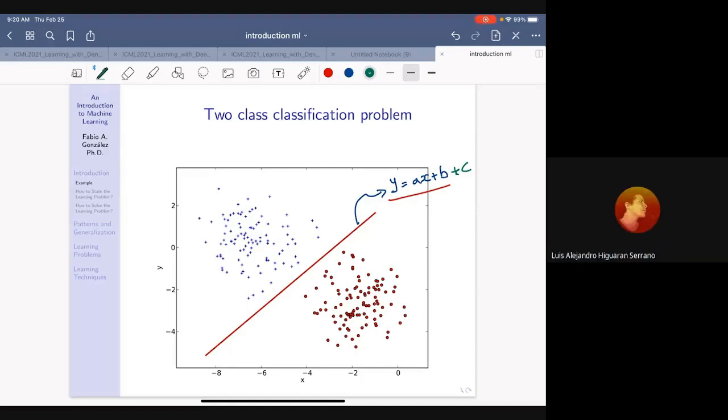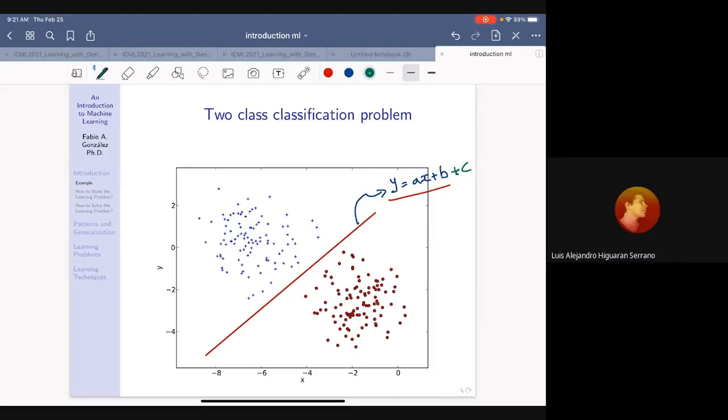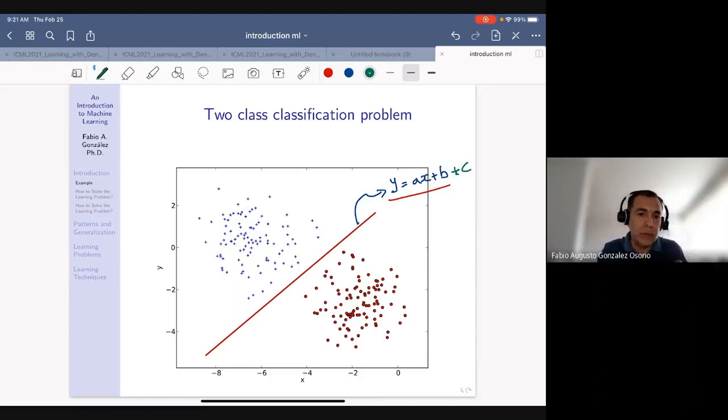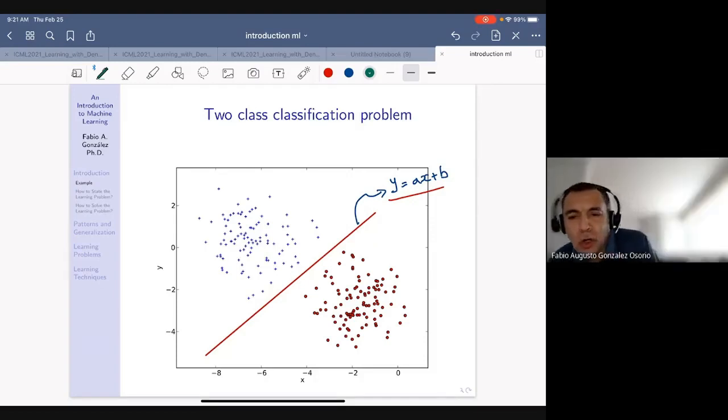Let's say the formula I write makes a relationship with the two features and the output. Luis Alejandro, can you write it again using two features Y and X? I will say that the difference is that in the slide the relation is between the two features, not the two features and the target.